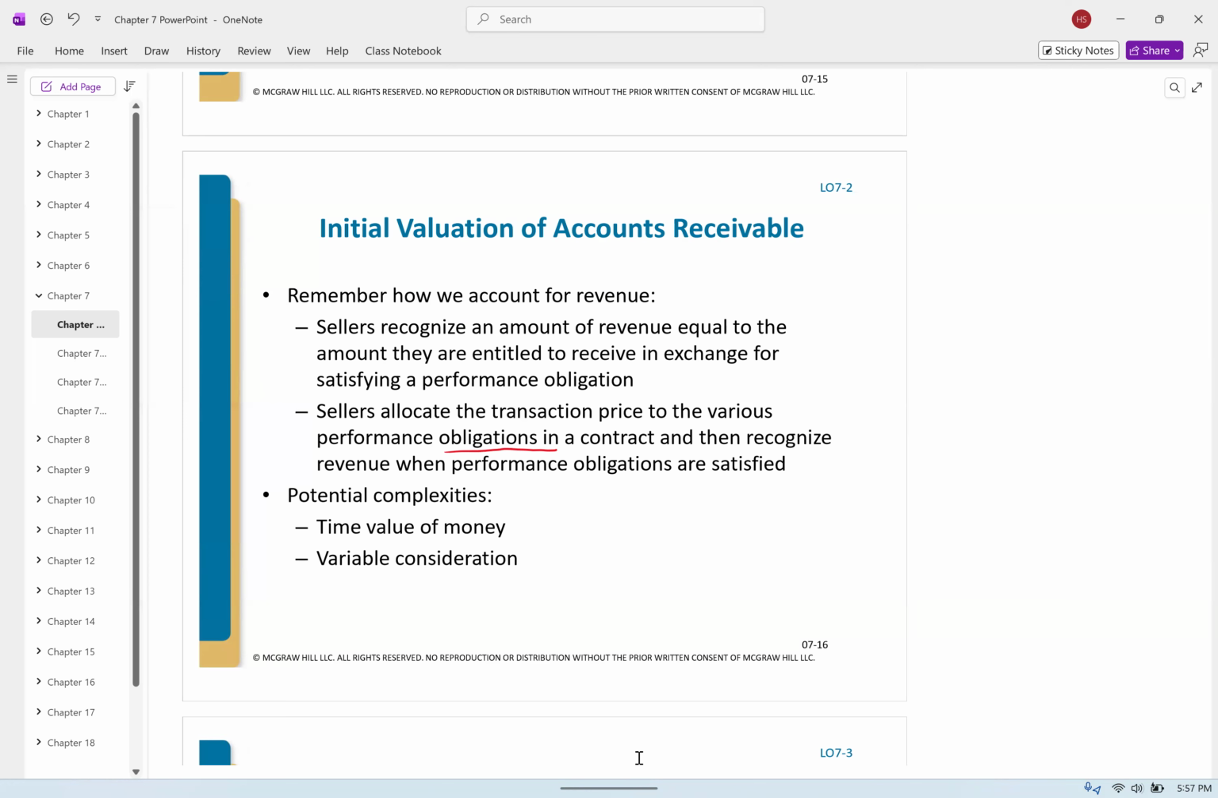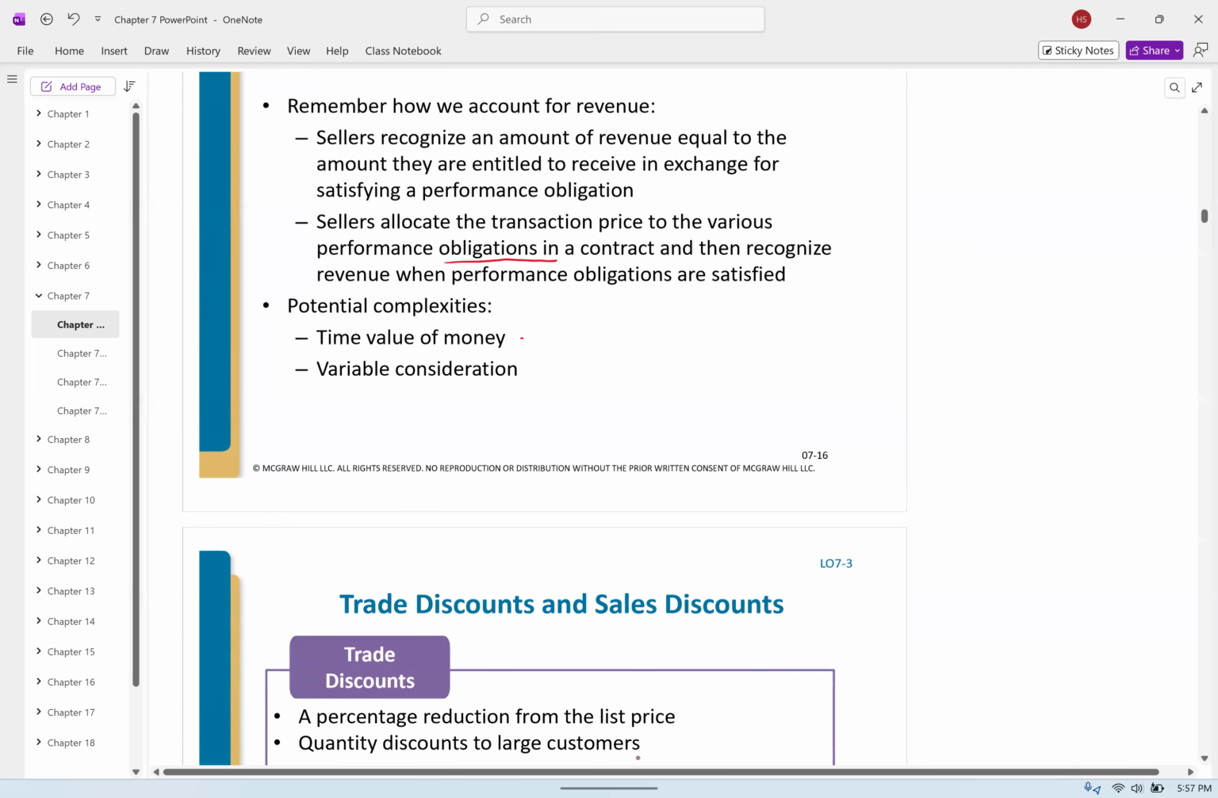Okay. Some of the complexities that come with this are the time value of money. We talked about that in chapter 5. If this is going to be over a significantly long period of time, we're going to have to take the time value of money into consideration. And variable consideration. Remember variable consideration? That's where I think they went through a problem where, hey, we're going to give you 180,000, but if we can get our views up to a certain amount, we're going to add a bonus. I believe that bonus was like $180,000 or something. So that's a variable consideration, which can make it a lot more complicated.